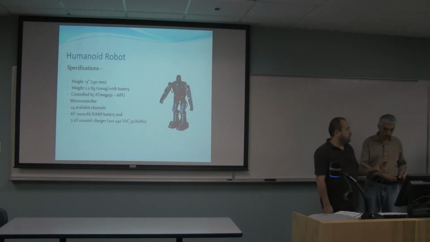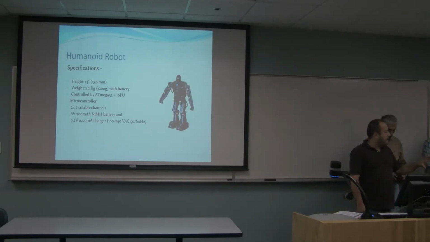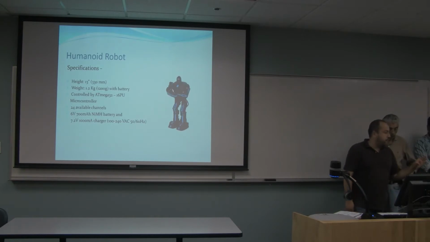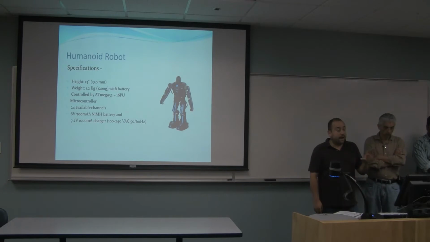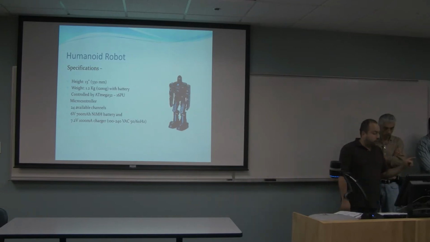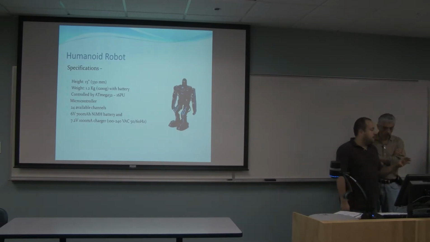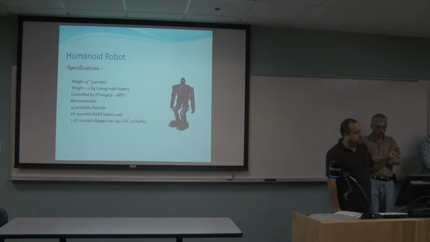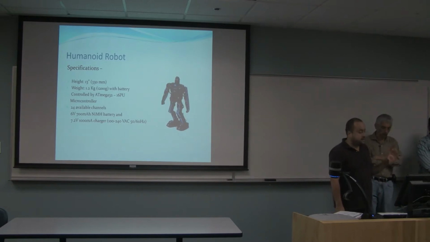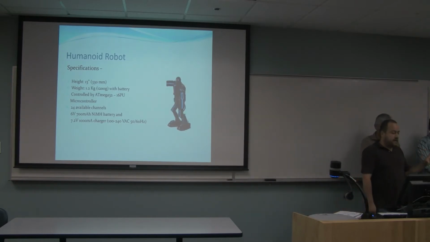The specification for this particular robot: the height is around 13 inches. The weight is 1.2 kilograms, including the battery. The control is by an ATmega32 and 16 PU microcontroller. This robot has 24 available channels, and the battery is 6 volts, and the charger is 7.2 volts.